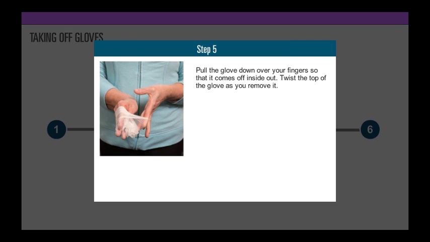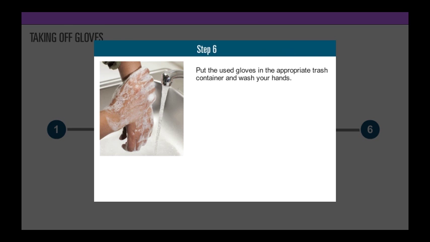Pull the glove down over your fingers so that it comes off inside out. Twist the top of the glove as you remove it. Put the used gloves in the appropriate trash container and wash your hands. You should have access to gloves when assisting the consumer.